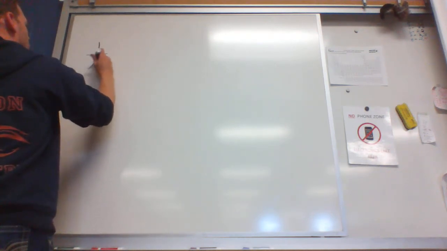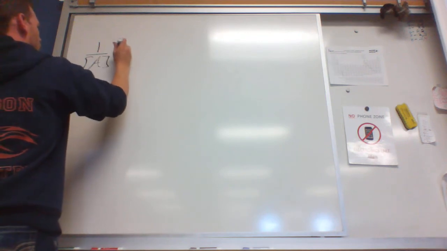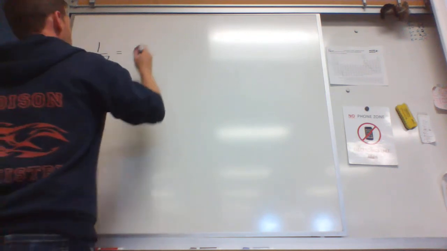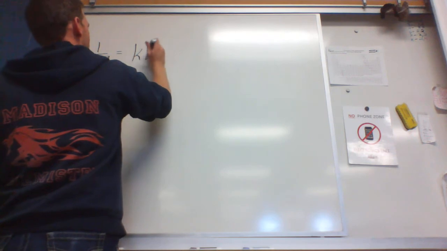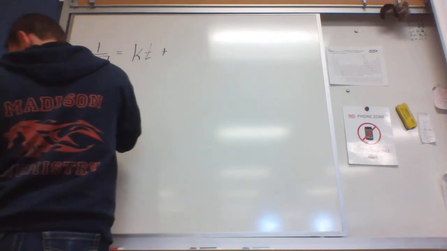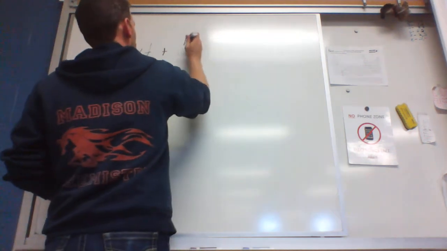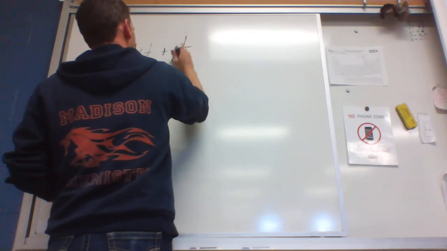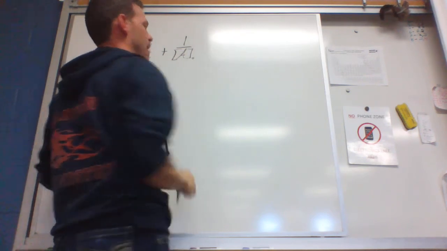Let's first put our equation up here. Notice that there is not a negative this time in front of your K. There doesn't have to be because this has a positive slope already.